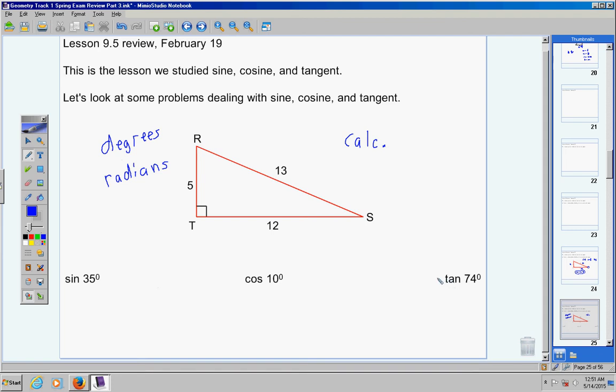Okay, now having said that, let's find the sine of 35. So with your calculator, you would type in sine and then 35 degrees. Alright, sine 35, and that's going to give you this answer here, 0.5736.